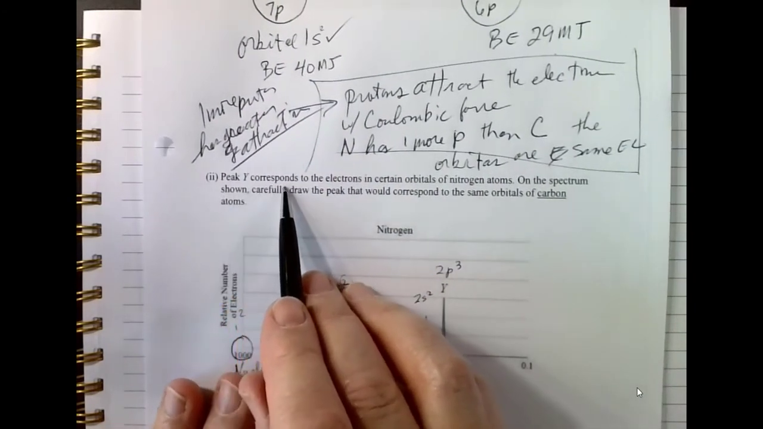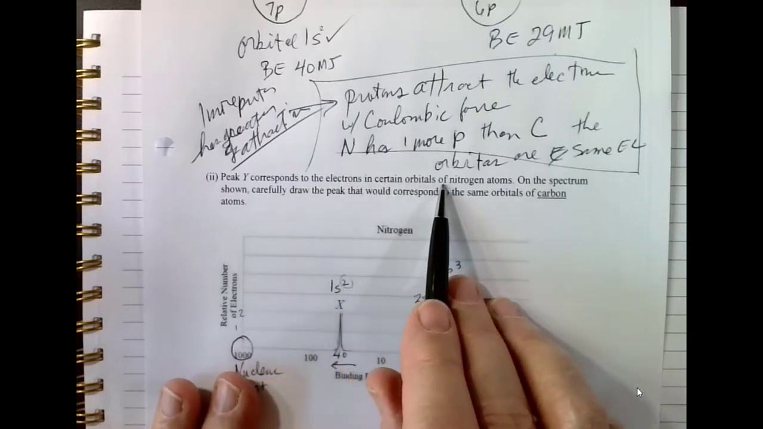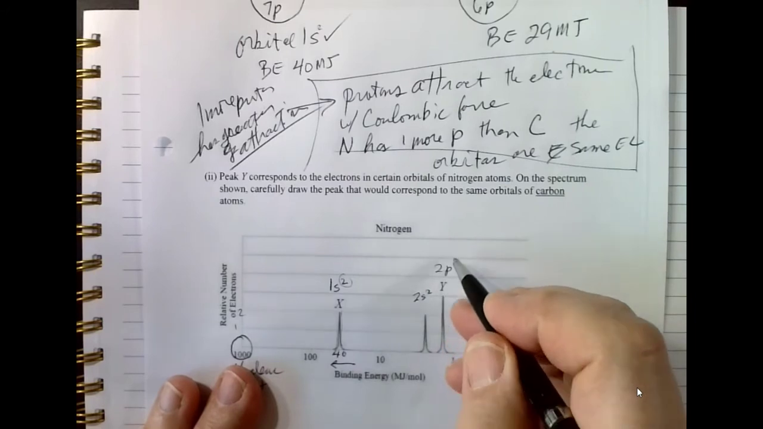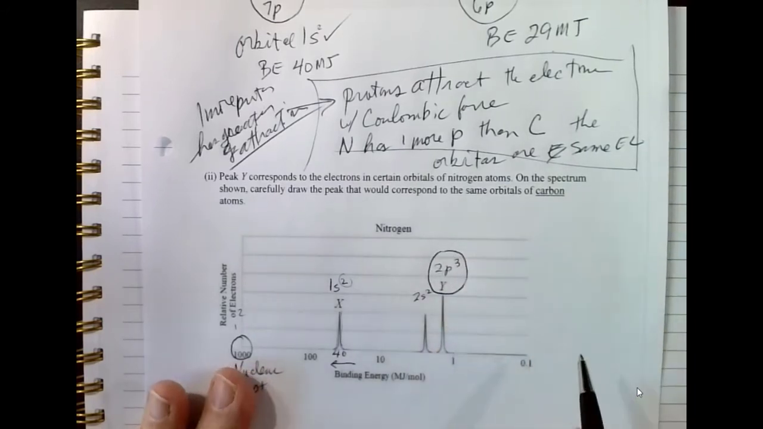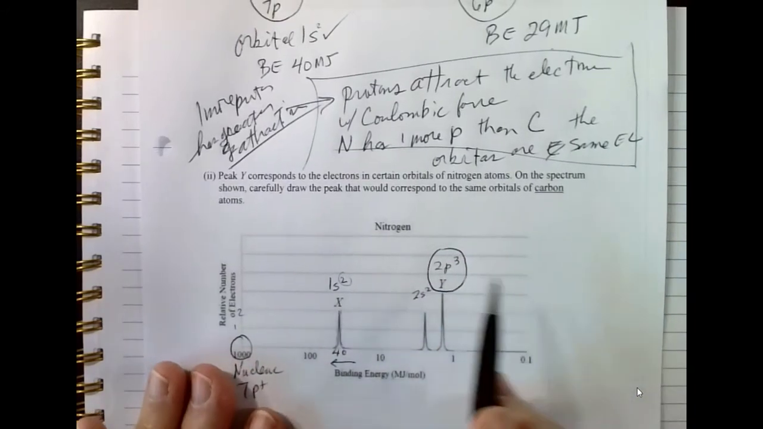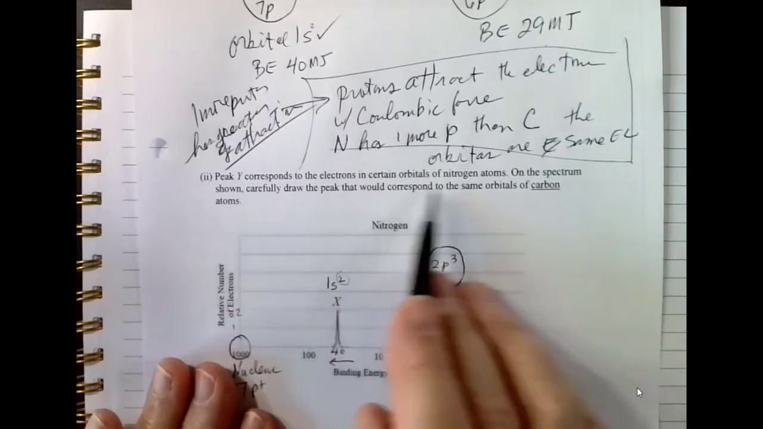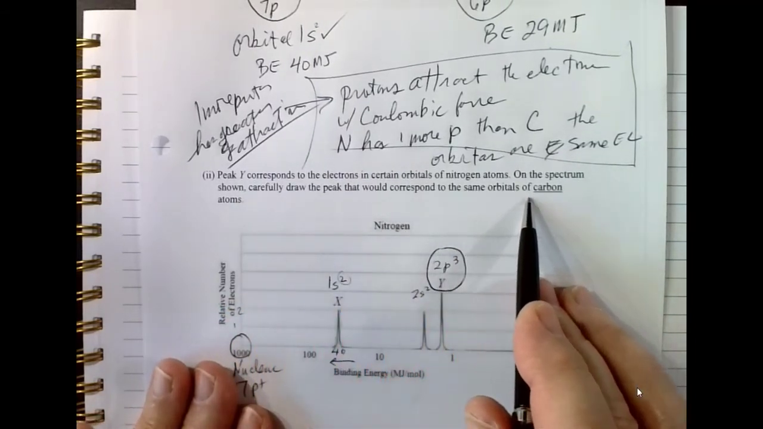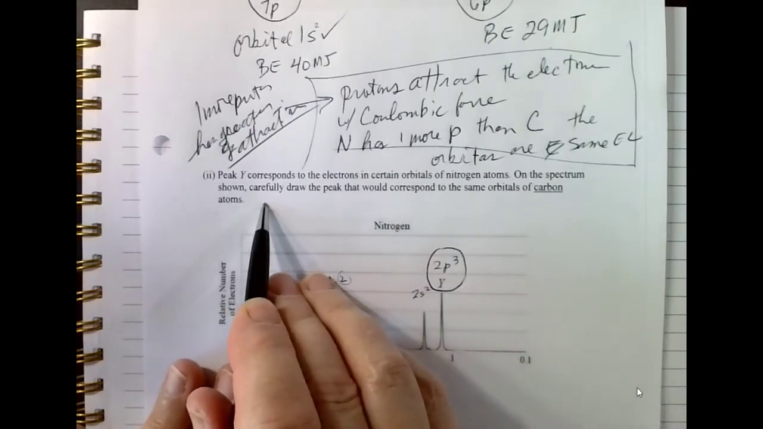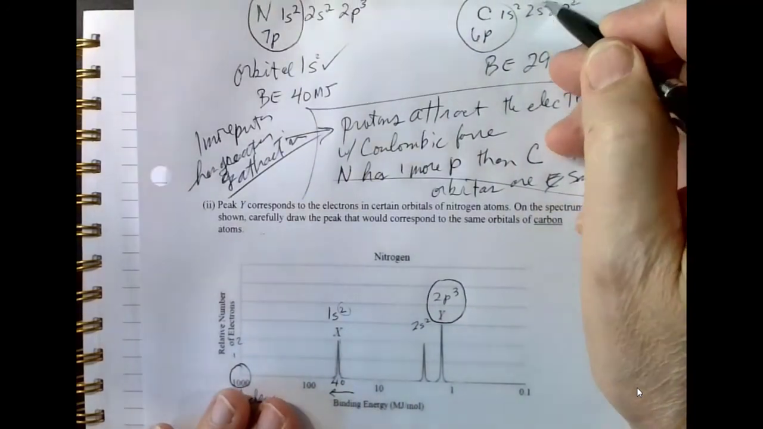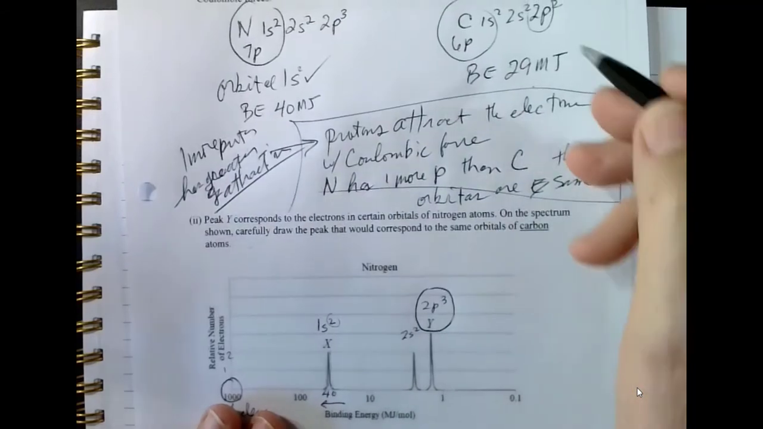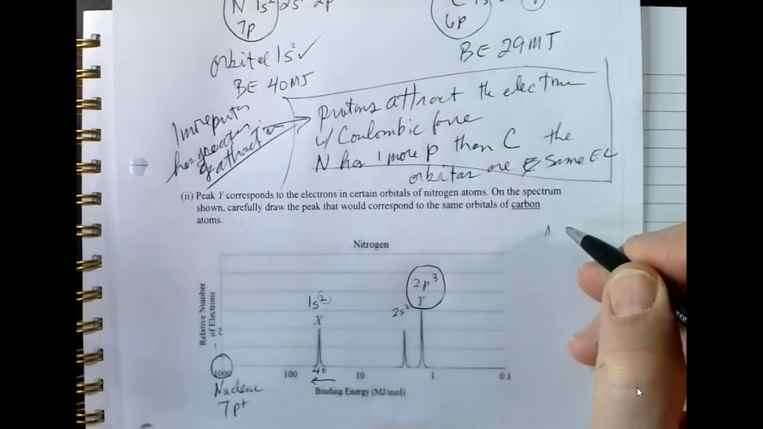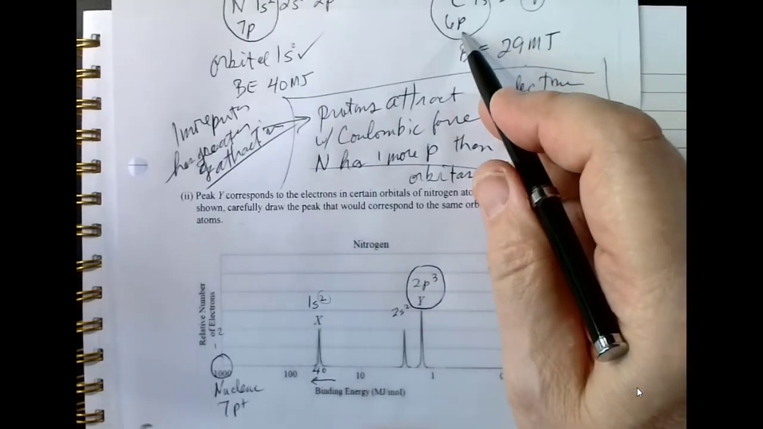Peak Y corresponds to the electrons in certain orbitals of nitrogen atoms. Okay, here's peak Y. Okay, we know what that one is. That's our 2p3. On the spectrum shown, carefully draw the peak that would correspond to the same orbitals of carbon atoms. Okay, that's the 2p orbitals of carbon. There's only 2 electrons, so we know that 2p is going to be a little bit shorter. And because it has 6 protons, less energy.